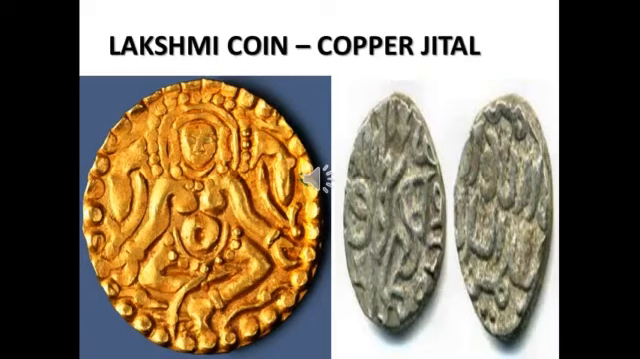So Iltutmish issued the silver tanka, Alauddin Khilji issued gold coins, and Muhammad bin Tughlaq issued copper token currency. This shows the names of the rulers and also the economic wealth of the country. During the period of those rulers, how our economic situation existed, we can understand from their coins.